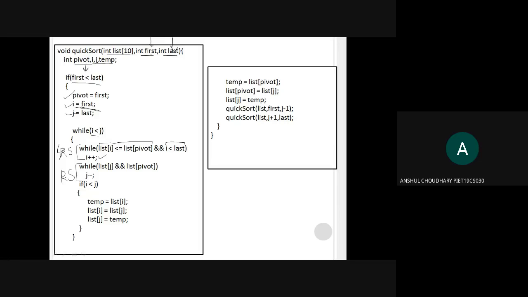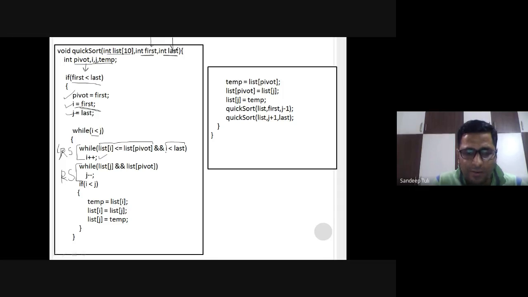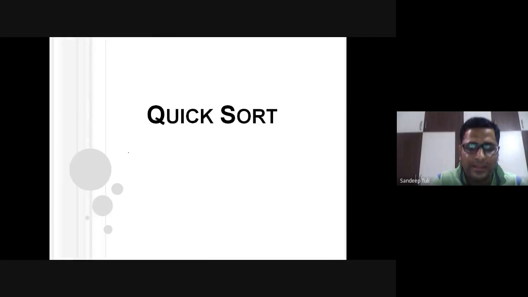Two conditions are put there. First, look at that: when i is less than or equal to last, it should continue as long as it is smaller than last. That is one. And the second is list of i less than or equal to list of pivot element. So here what I am doing is comparing the elements.